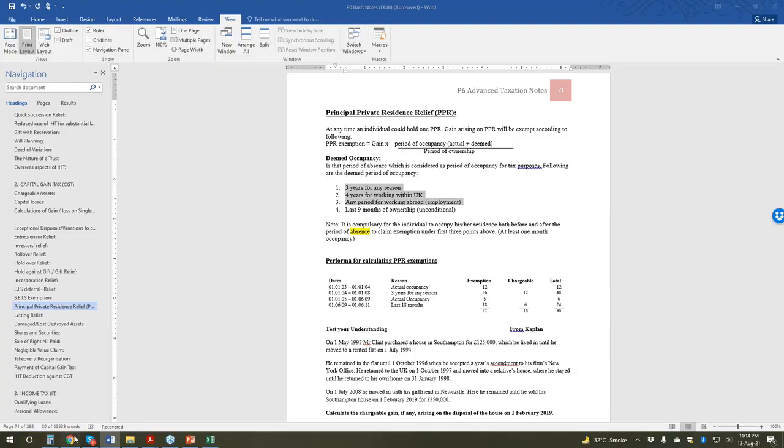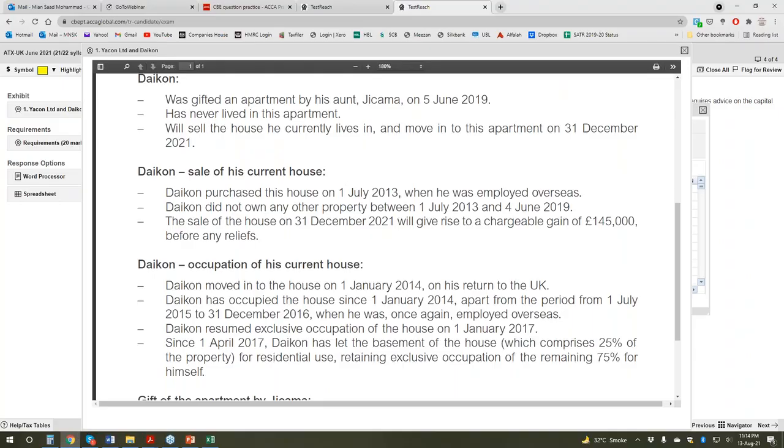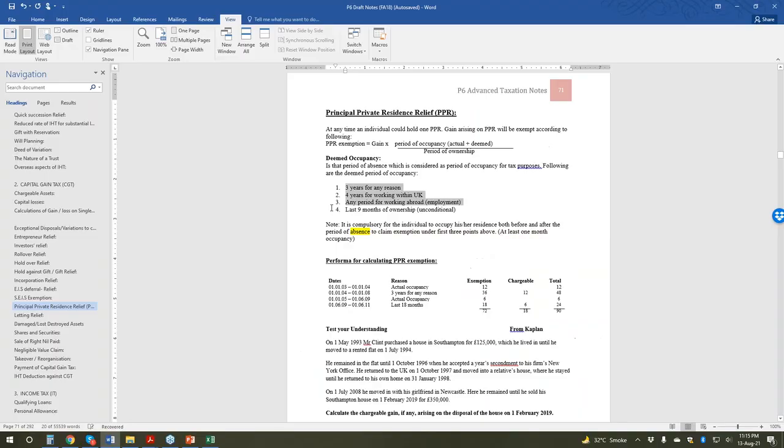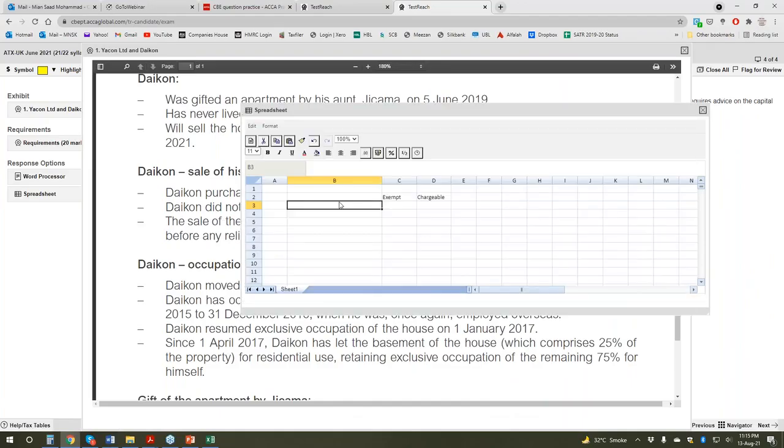Now, in our question, he has bought the house while he was away, while he was not in the UK. So he returned for the very first time from abroad, meaning that although he was away from the house for employment purposes and it is allowed by HMRC, there is another condition that the house must be occupied before and after the absence. He hasn't occupied the house before moving abroad for employment as far as the first instance is concerned. So for the first 6 months, I will not be considering it as an exempt period, rather it will be a chargeable period. So let's open our spreadsheet.